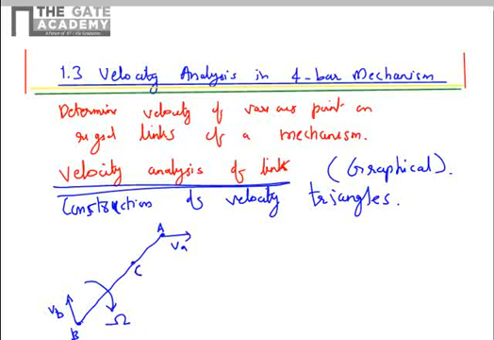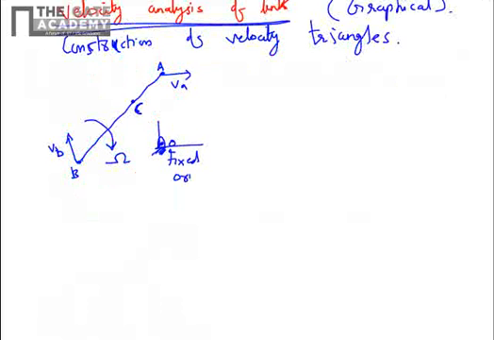And let's say C is any general point on the link. So this is a general mechanism moving in space. Let's say there is some fixed point O which acts as an origin of a coordinate system, whatever you may call it, and the link is a general link where A and B are moving in space with respective velocities VA and VB.